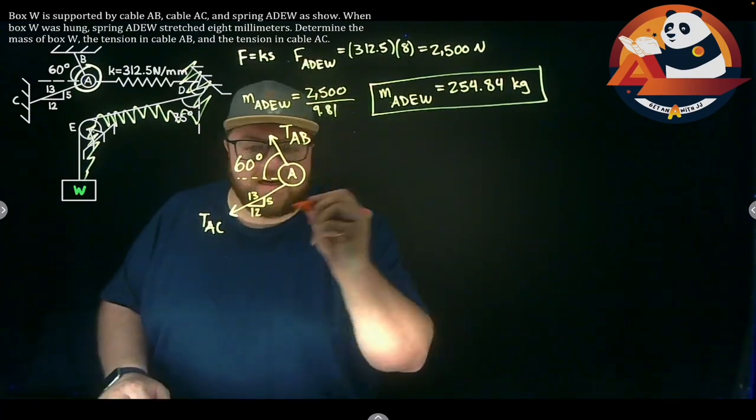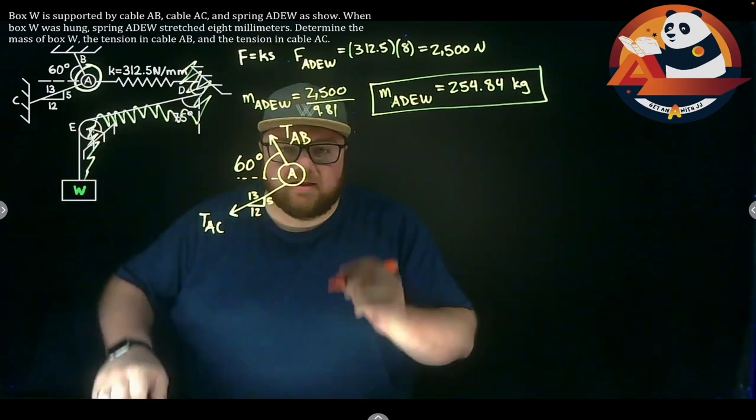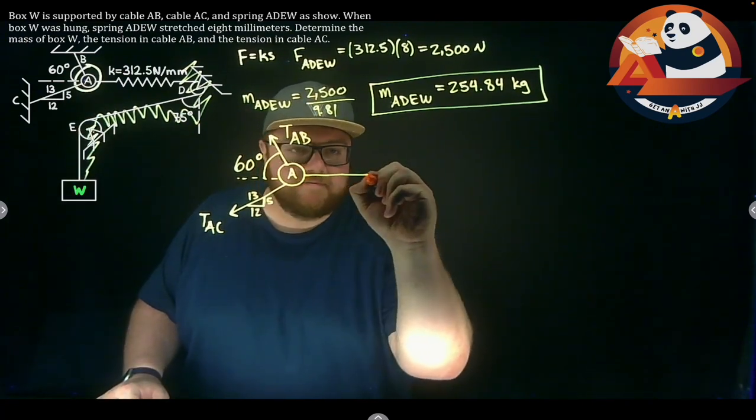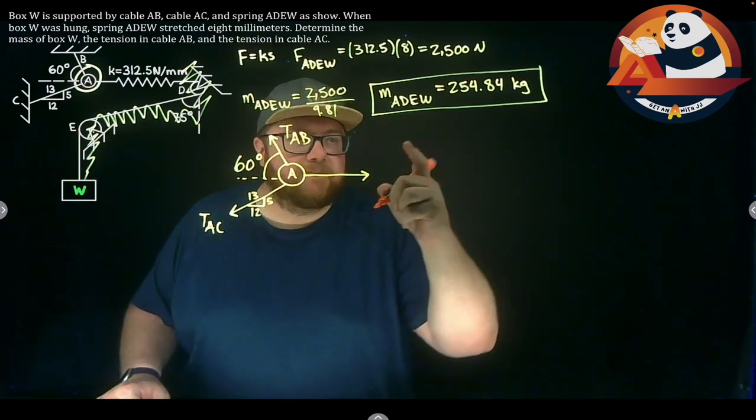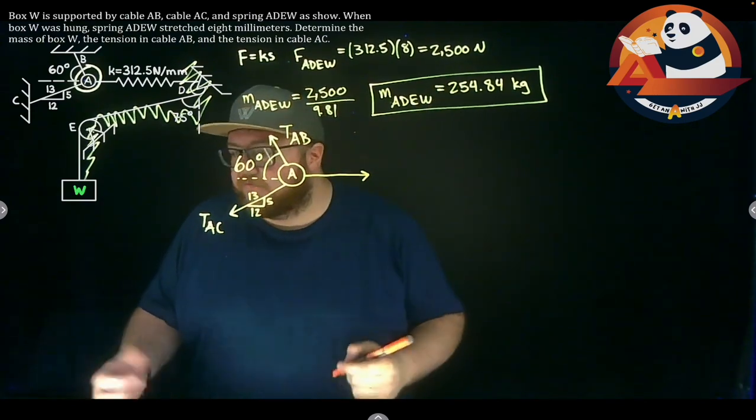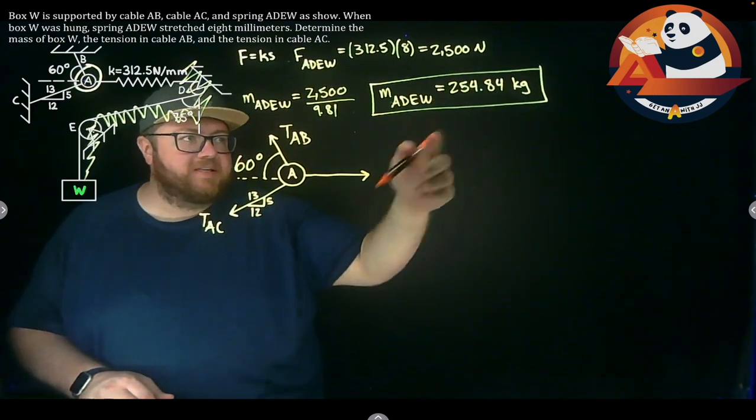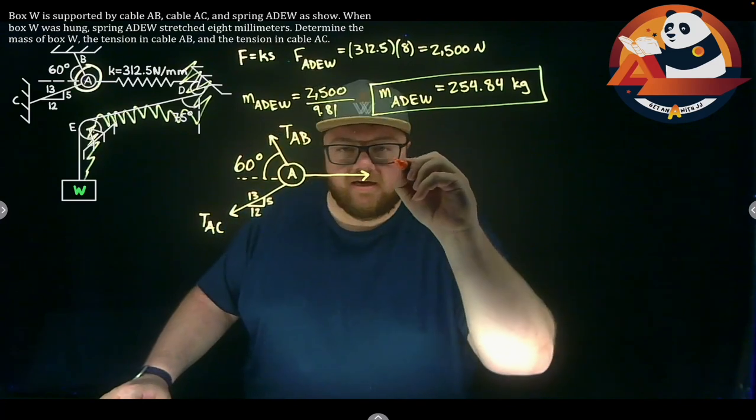And then the very last thing is I have my spring leaving point A here. And I already found that spring. It is 2,500 newtons. We pull that force piece into this, not the mass piece.